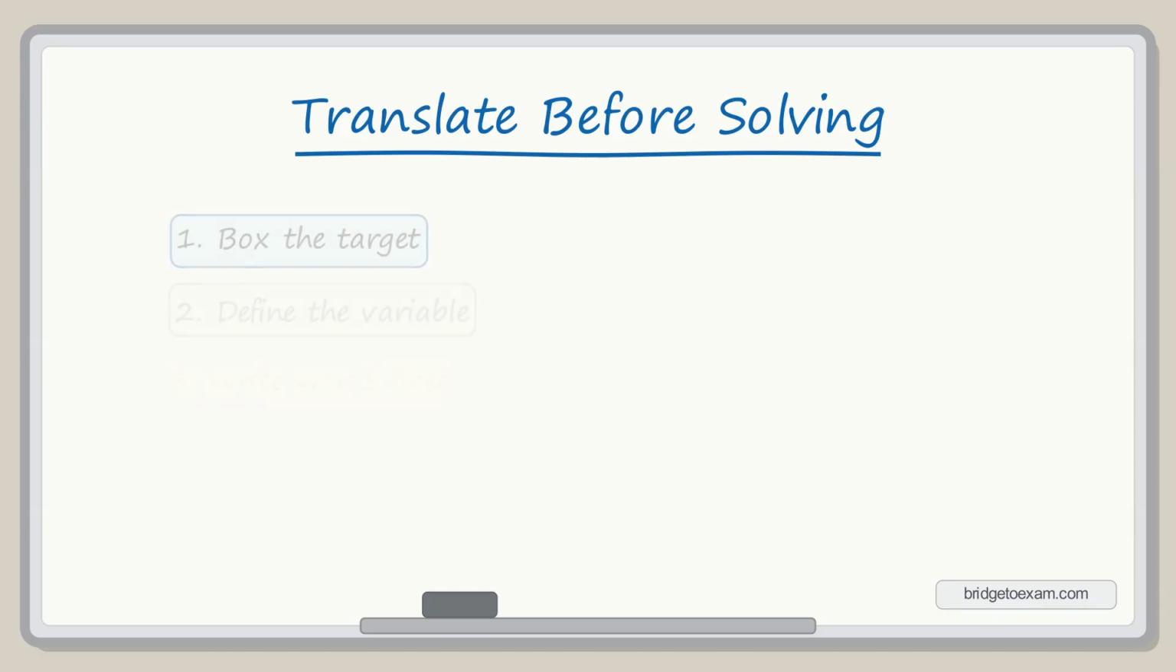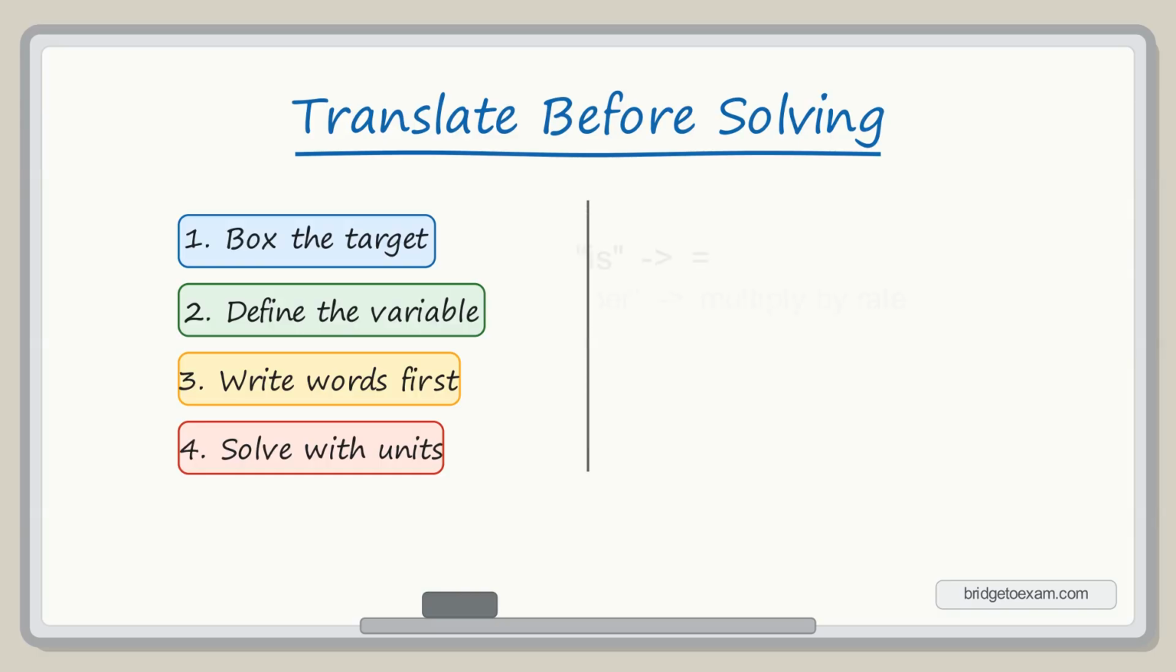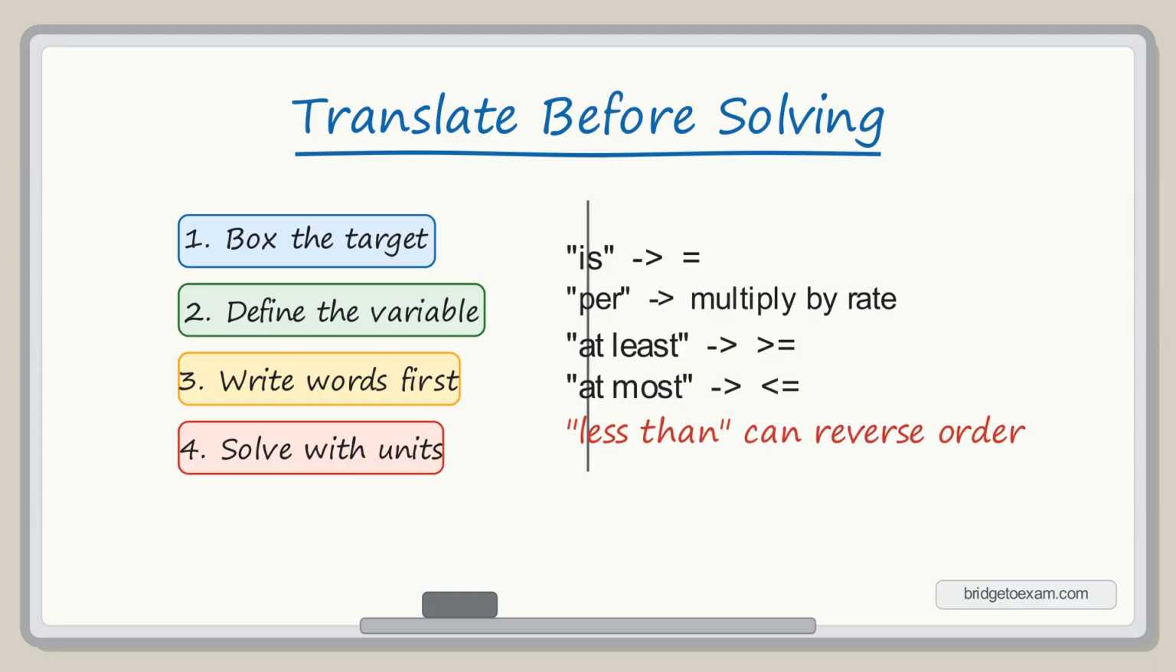First, box what the problem asks for. Second, define the variable with units. Third, write the relationship in words before translating. Then solve, keeping the requested unit attached.